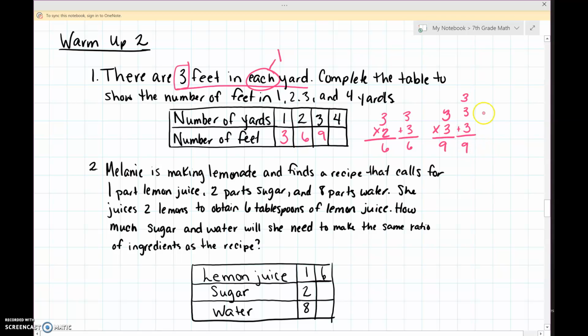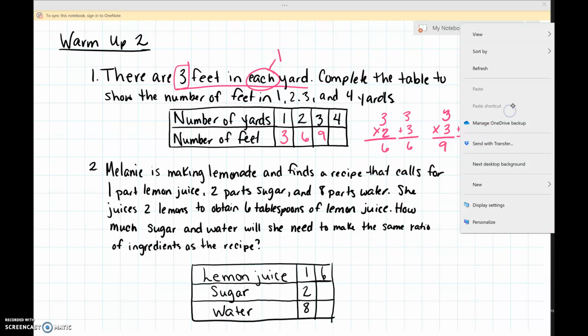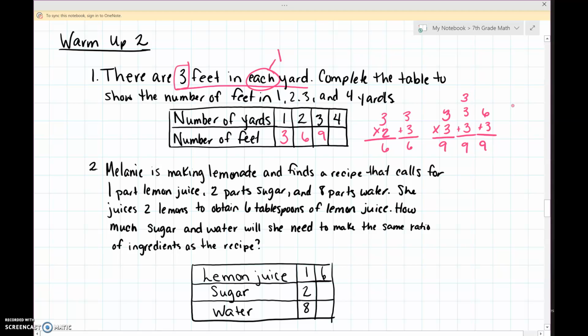I could also take the total yards in 2, sorry, I had to think those words through, and do 6 plus 3 is 9, because I know this 6 here is 2 times 3. So if I add 3. Same for 4. I could do 3 times 4, which is 12. I could do 3 plus 3 plus 3 plus 3, which is 12, or I could do 9 plus 3, which is 12. All are valid options.